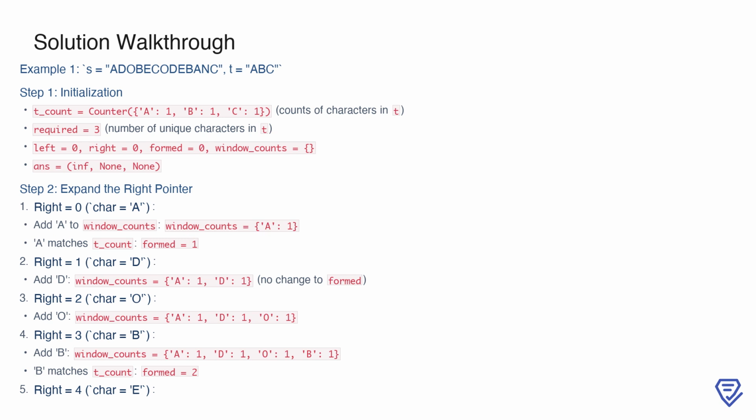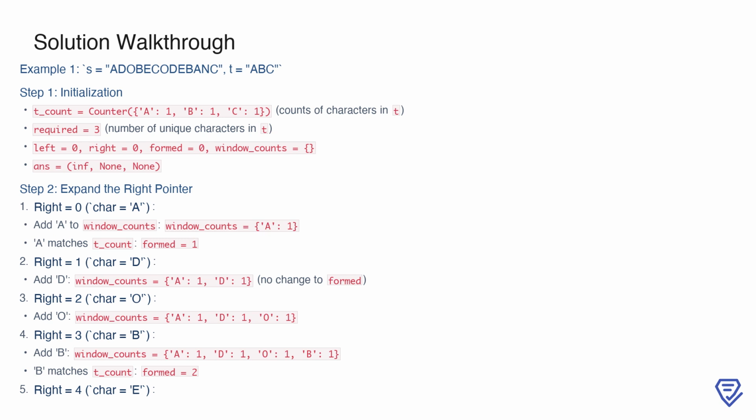The required variable is the number of unique characters in T, which is 3. Next, we initialize the pointers left and right to 0 to represent the current window, and formed to 0 to track how many characters in the current window meet the required frequency from T. We also set up an empty dictionary, window_counts, to count characters within the window, and ANS to store the size and boundaries of the smallest valid window we find.